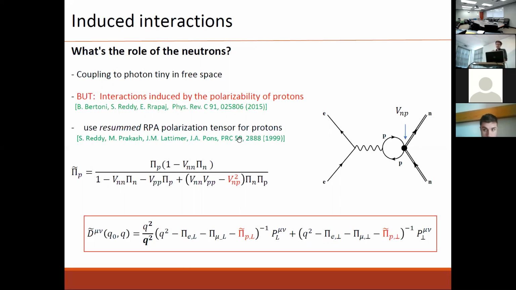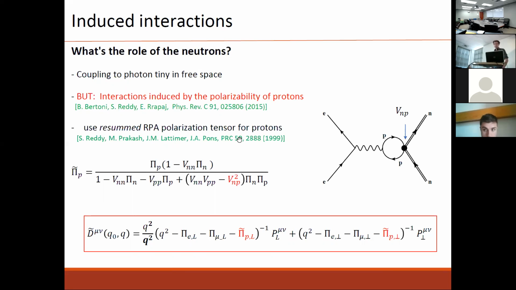But it turns out that's not entirely true, because neutrons are strongly coupled to protons, and the protons in turn can interact electromagnetically with any other particle in the plasma. So you get an interaction that's induced by the polarizability of protons, and that is actually sizable. That can change the picture quite a lot.